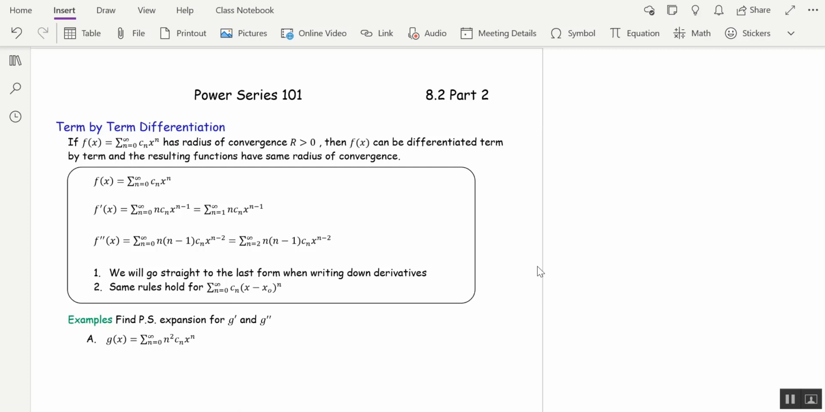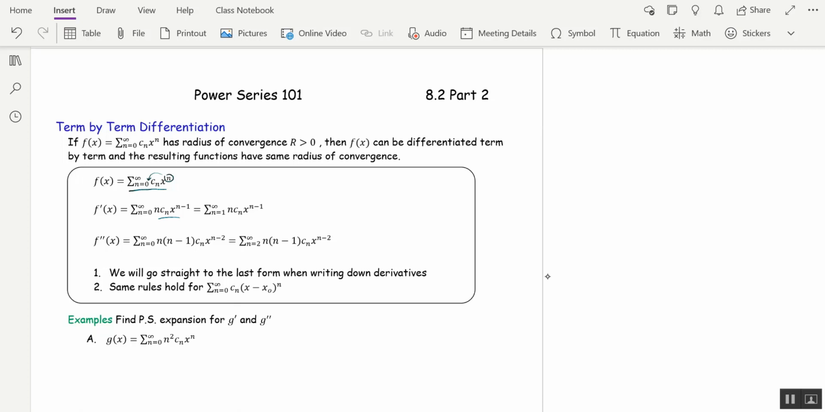So let's finish up section 8.2. Power series within their radius of convergence can be differentiated term by term and integrated term by term. What that means is that if we have a power series like this right here, and we want to take the derivative, we can just bring the n down and subtract 1 from the exponent. Just a typical derivative. So that's what I've done right here.